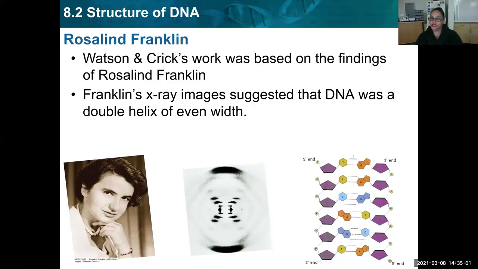Her x-ray images suggested that DNA was a double helix of even width. And in the middle right there, that is her famous picture. It's called Photo 51. And it's basically, if you're looking down the spiral of DNA, you can see all the sides are even. They're completely even. There's not one side that's kind of longer than the other that would make it a kind of oval shape. It's a complete perfect circle.